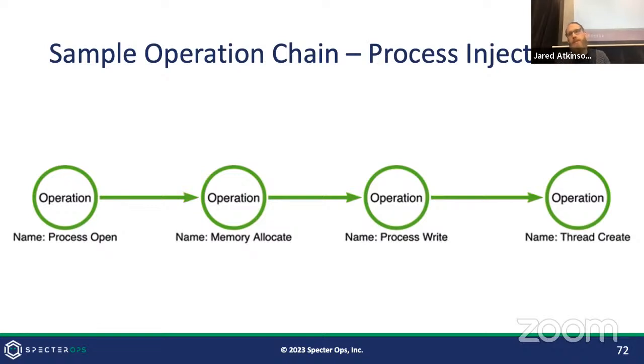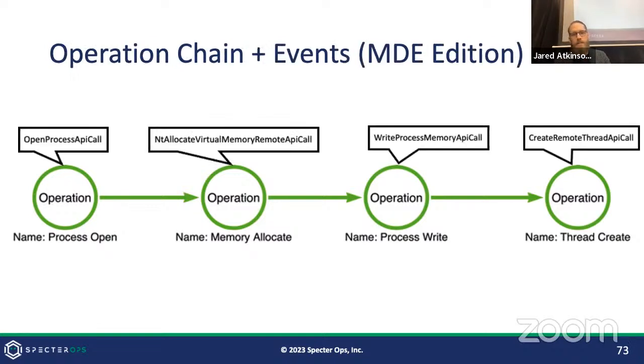And what's interesting, this is a perfect example because Microsoft Defender for Endpoint in particular happens to have a single event for each of these operations, right? So they have the OpenProcess API call, which tells us about process open. It has the NtAllocateVirtualMemoryRemote API call, which corresponds with memory allocate. It has the WriteProcessMemory API call, which corresponds with process write. And it has the CreateRemoteThread API call, which corresponds with thread create.